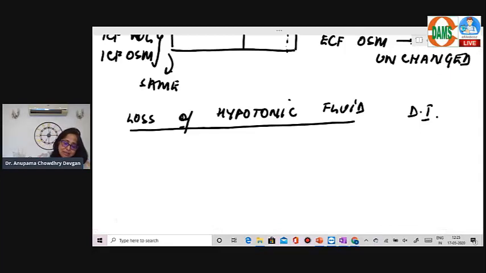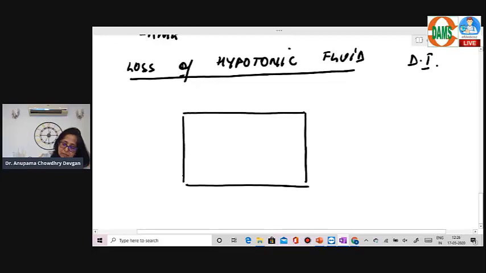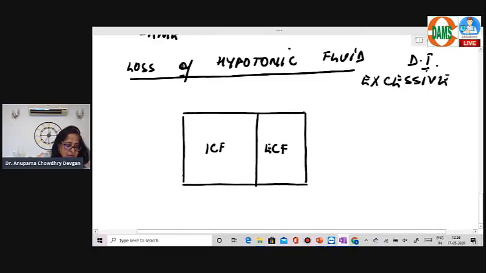Yes? So that means now let's try and see what is going to happen here. Loss of fluid will be from ECF. Yes? Yes, excessive sweating. Absolutely right. Excessive sweating, dehydration.